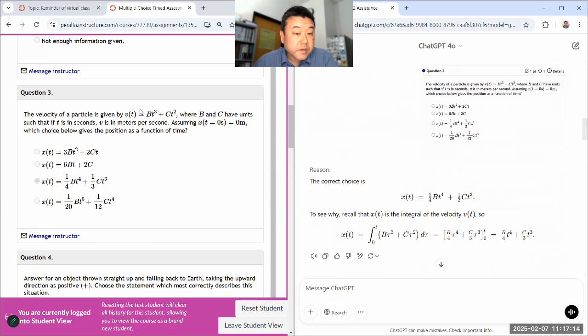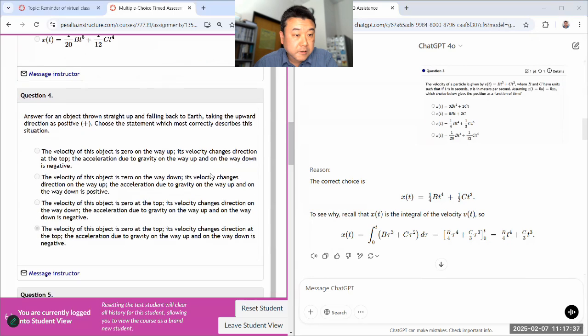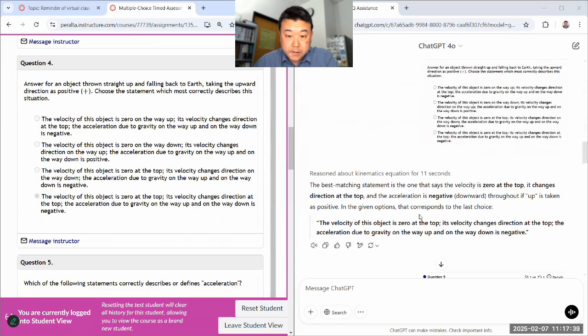So question 3, you get that position as a function of time, you are integrating. So I'm just thinking of the antiderivative of each term. It's b over 4 times t to the 4th for this, c over 3 times t to the 3rd for this. So yeah, that's the correct choice. And then this will zero out the integration constant.